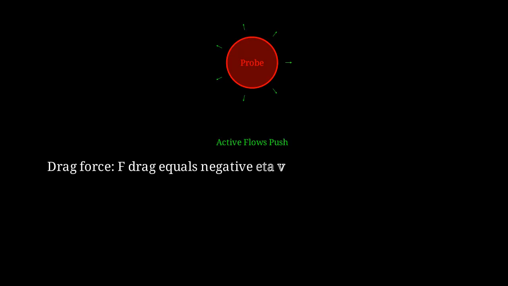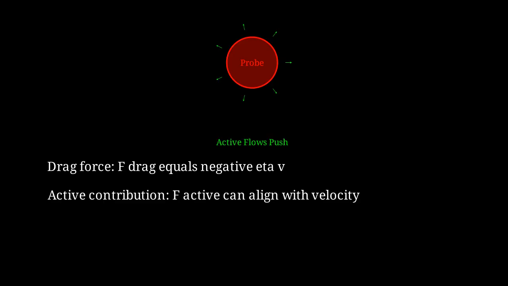Normally, a probe moving with velocity V experiences a drag force F drag equals negative eta V, where eta is the solvent viscosity. But the active swimmers create additional forces. If the swimmers' collective flows tend to align with the probe's motion, they assist rather than oppose it. The total force can be written as F total equals negative eta effective times V, where eta effective is an effective viscosity.